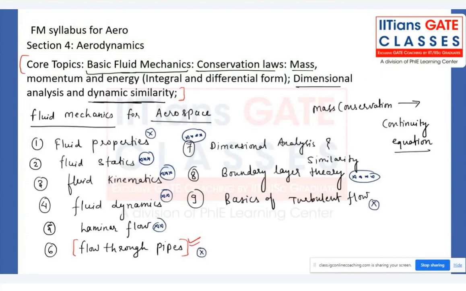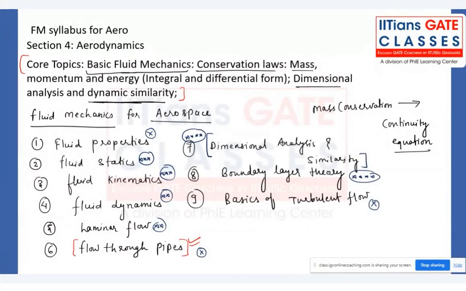The boundary layer theory, definitely one question will be there every year. If you see the last 5 years of aerospace papers, one question is there from boundary layer theory, whether it is of 2 marks or 1 mark, or maybe sometimes 3 marks. Dimensional analysis and similarity is the hottest topic in the GATE examination regarding fluid mechanics. Every year, one question is there. This year also we have a 2 mark question from dimensional analysis and similarity.